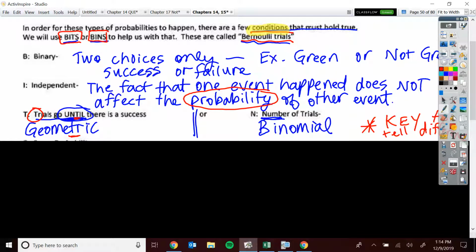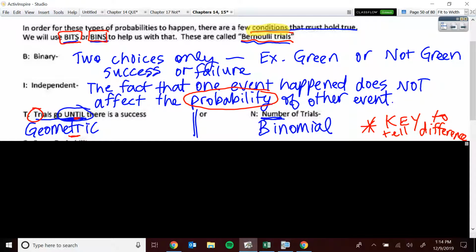But tomorrow we'll talk about binomial, where you have a set number of trials. For example, I'll say something like, out of 10 cars at the light, what's the probability exactly 3 of them are red? Out of the 10 events or the 10 trials. I have starred this to the right. This is the key to tell the difference between a geometric situation or a binomial. That's the key point we'll pay attention to today versus tomorrow.